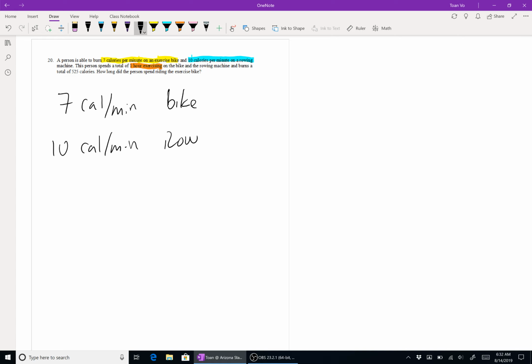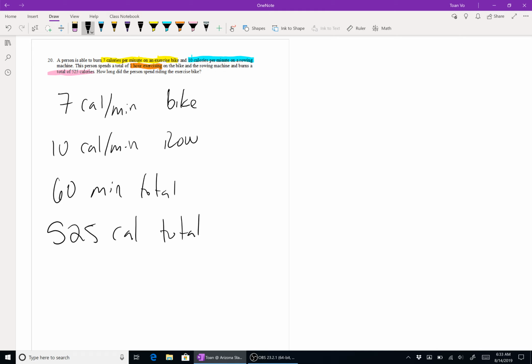So again, typically when you build an equation, if they give you totals, that's usually going to be on its own on one side of an equation. Now notice it gave us 1 hour, but the other information is per minute. So I'm going to convert that hour into minutes. So that's 60 minutes total. And it tells you, let me highlight here, you burn a total of 525 calories. So 525 calories total.